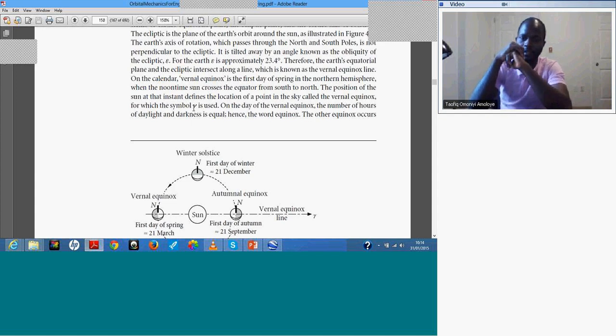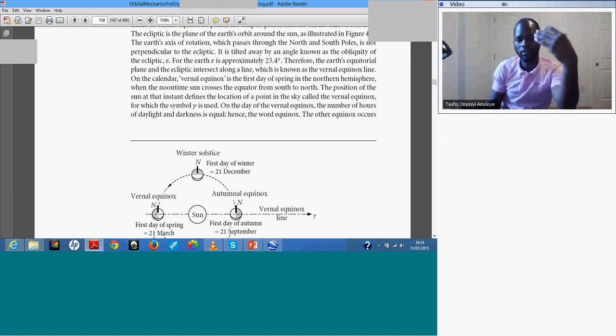And on that day, the number of hours of daylight and darkness is equal, most noticeably in places where the number of hours of daylight and night vary a lot. Around the equator, we don't usually see much variation in the hours of daylight and night. But try counting or noticing the length of the day now, and then when it's moving towards the 21st of March, or precisely on the 21st of March, try to count the number of hours of day and the number of hours of night, and see if they are actually equal. It's fairly around 12 hours of day, 12 hours of darkness around the equator.